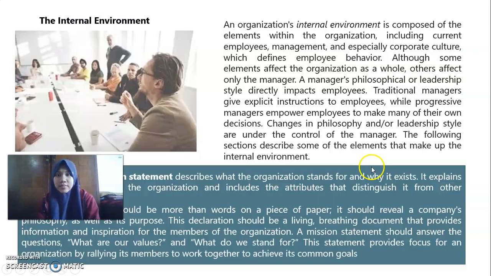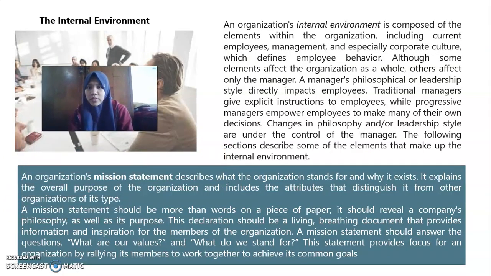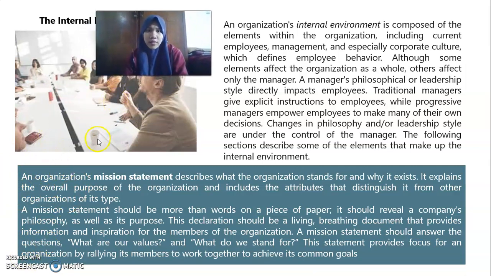Next slide. The internal environment. An organization's internal environment is composed of the elements within the organization, including the current employees, management, and especially corporate culture, which defines employee behavior. Although some elements affect the organization as a whole, others affect only the manager.